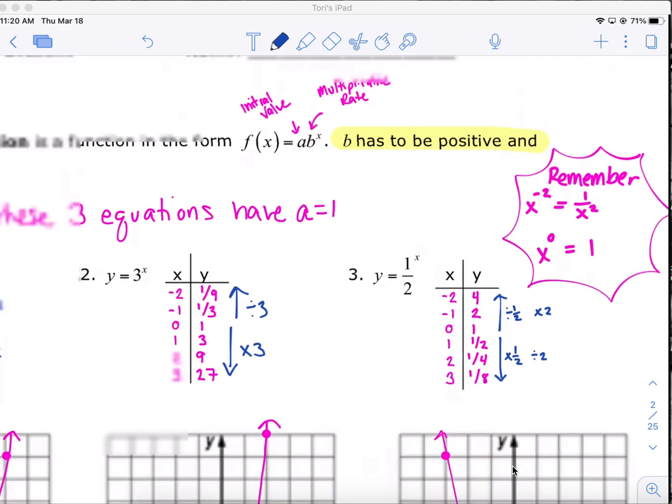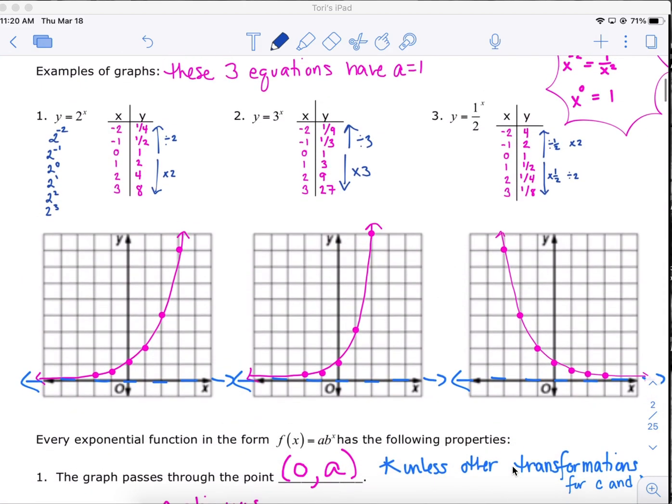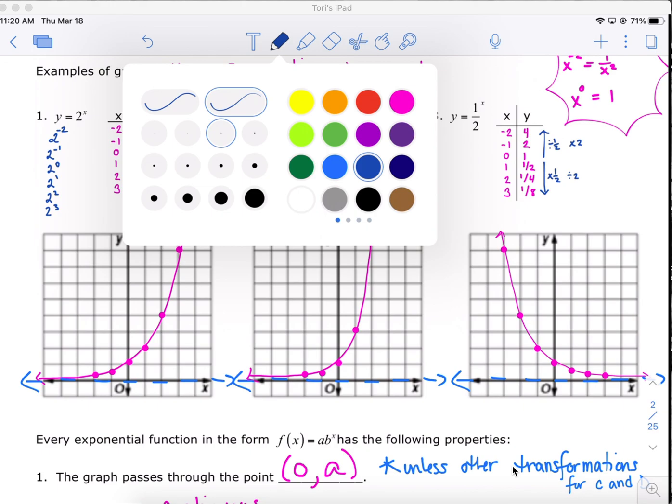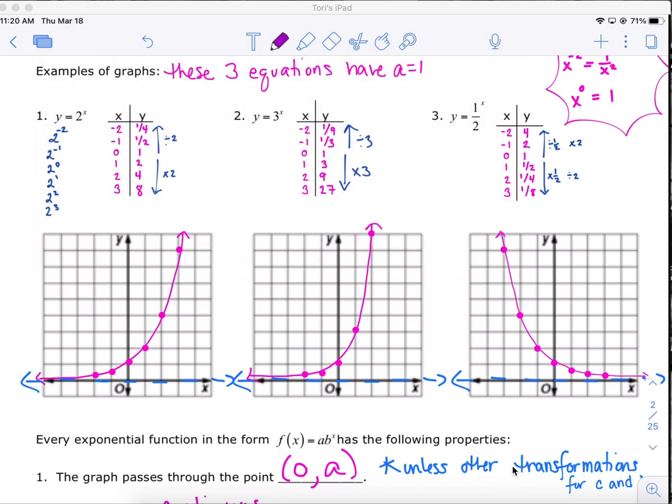Okay. You should already have these pieces graphed. I'm really just showing you what it looks like if b is a whole number, like a number bigger than 1. It's going to be what we call exponential growth. So, let me grab a different color. If you are moving away from the x-axis, we call this growth. That's going to happen whenever b is bigger than 1.